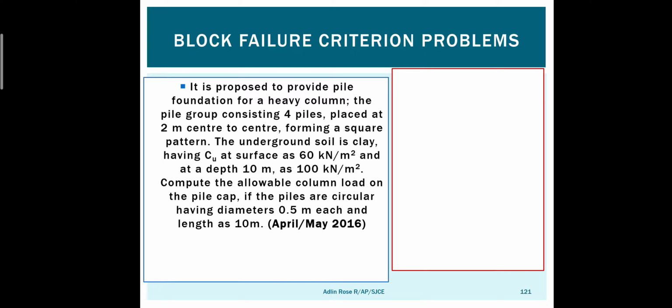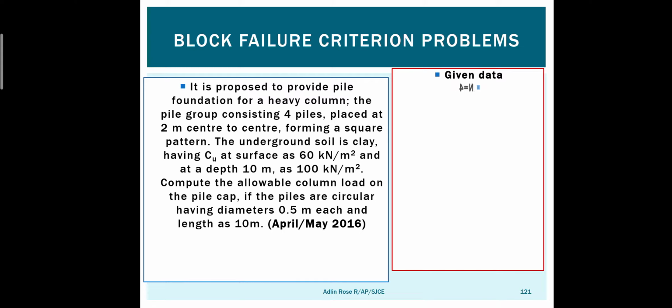They asked the allowable load. How will you find allowable load? Just by dividing the ultimate load by the factor of safety. Okay. Then if the piles are circular, having diameter 0.5 meter each and length as 10 meter. So this is the question.